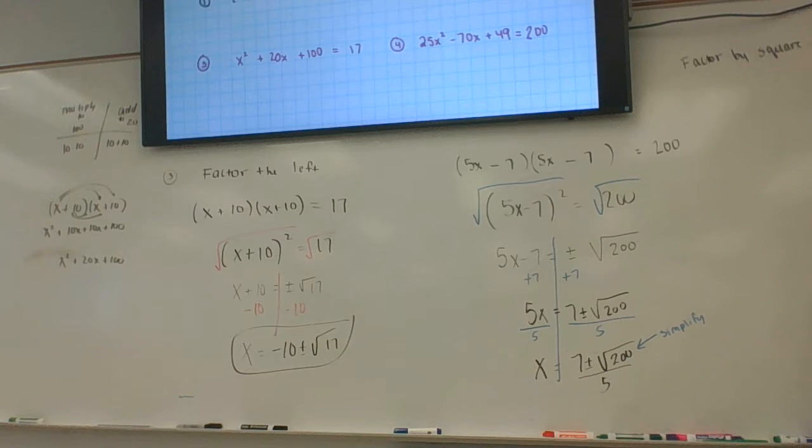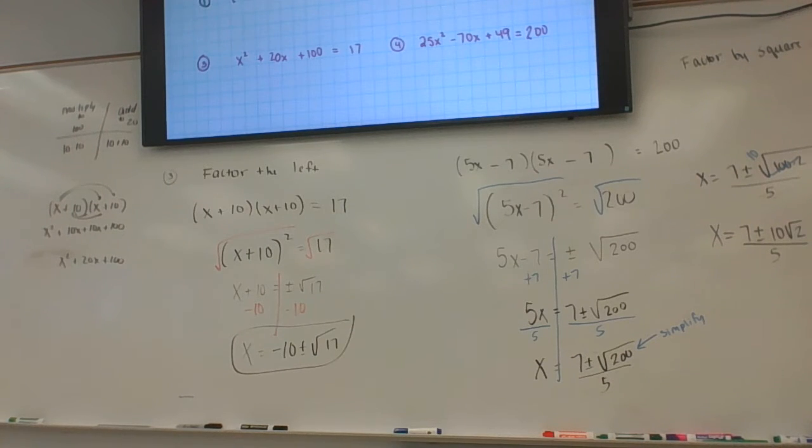So 200. 100 times 2 is our best bet. 7 plus or minus, I'm going to think of 100 times 2 instead of 200. Oh, there's a 5. Cross out the 100 and put a 10 in front. And this is now 7 plus or minus 10 square root 2 all over 5. Full credit right there. Full credit.